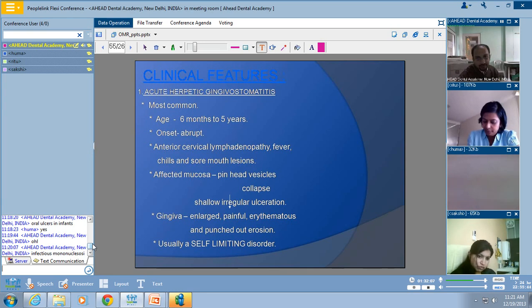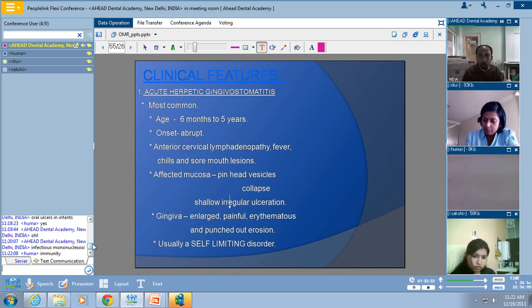Why do you think it occurs in the age group of 6 months only? If you remember correctly, when a baby comes into the world, he or she gets certain antibodies from the mother. For how long do these antibodies stay? For 6 months. That is why primary herpetic gingival stomatitis will never be seen before 6 months. It will always be seen after 6 months, and when the child's immunity is very low, till the age of 5 years, generally in lower socioeconomic status.